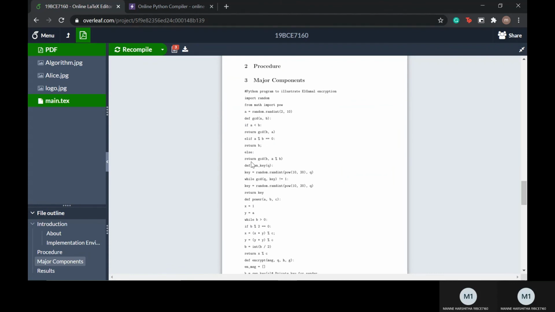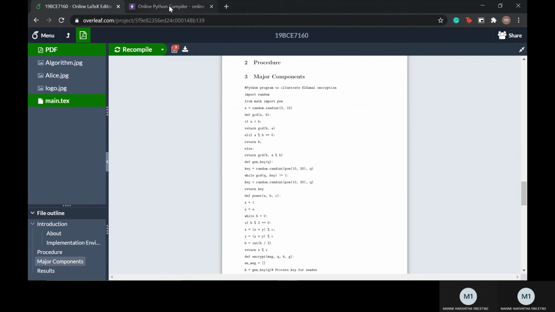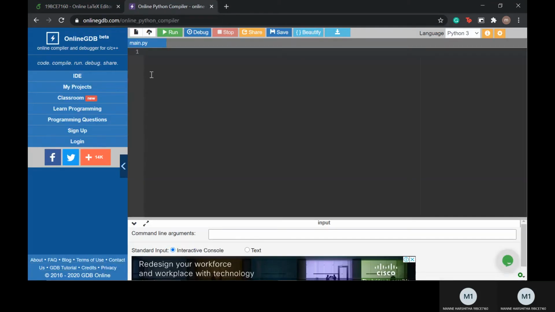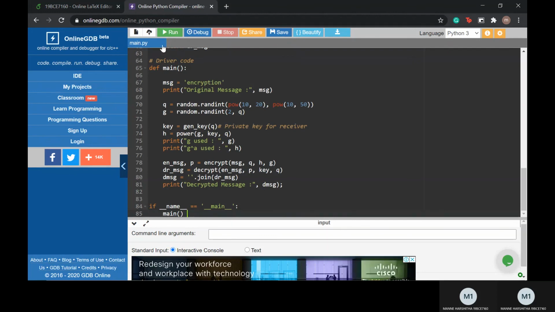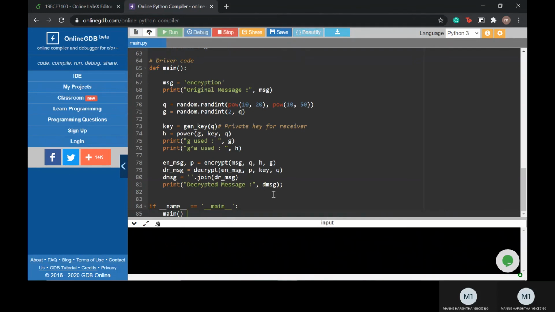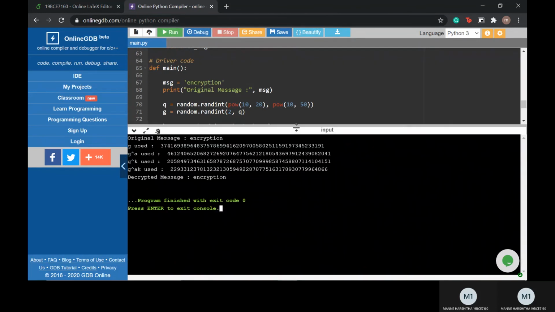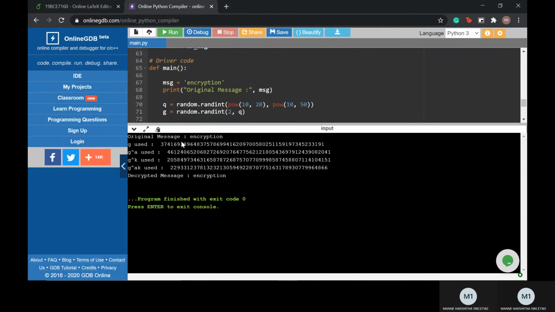Now, when we come to the algorithm of the above ElGamal PKC program, here when we run the algorithm, we get the output as the original message is encryption, and then after running the algorithm, the decrypted message is also encryption.